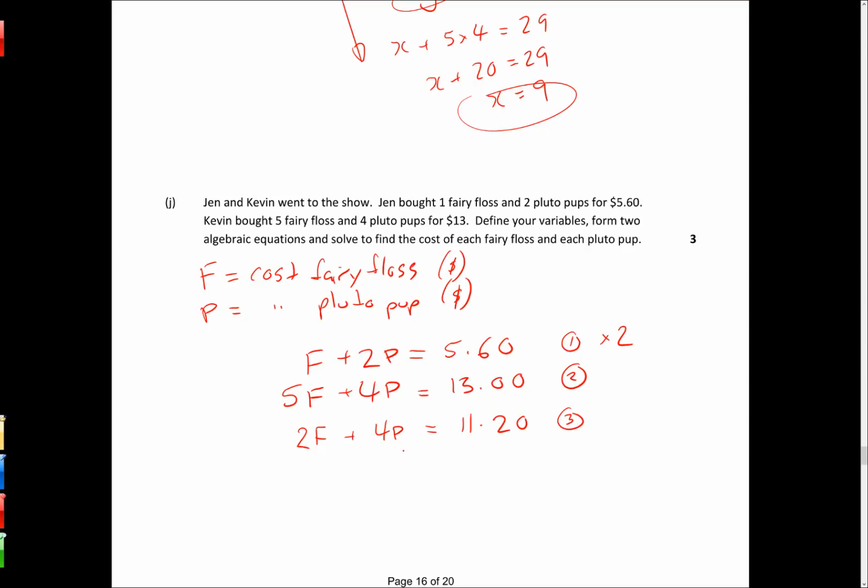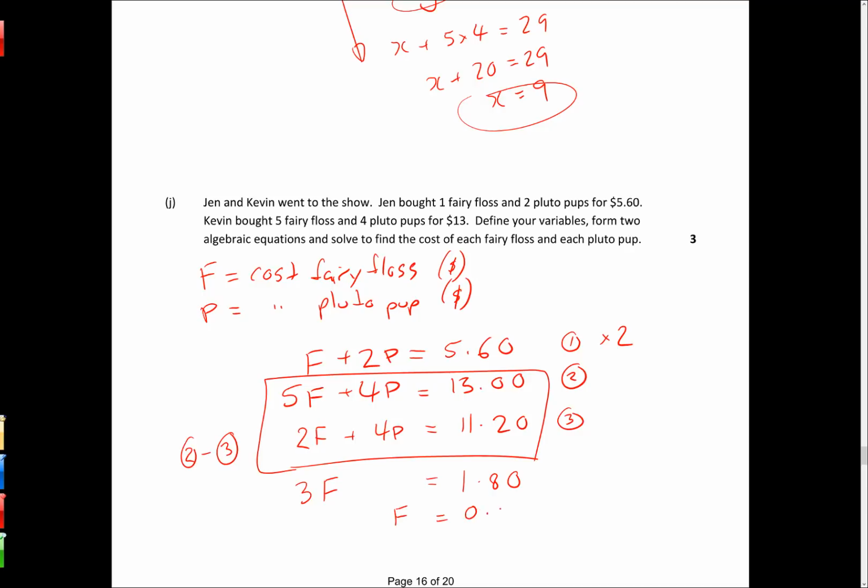And now let's do a subtraction. Because a 4P minus a 4P, whether I go top minus bottom or bottom minus top, they're going to eliminate. And I'd rather do big minus small, as in 5F minus 2F. So I'm going to do 2 minus 3. Equation 2 minus equation 3. 5F minus a 2F is 3F. 4P minus a 4P is gone. $13 minus $11.20. Well, that's $1.80. Great, 3F is $1.80, divide by 3, F equals 0.60.